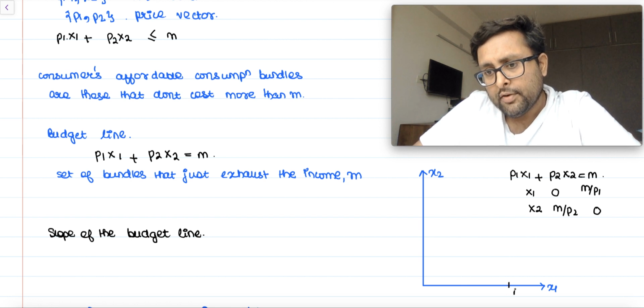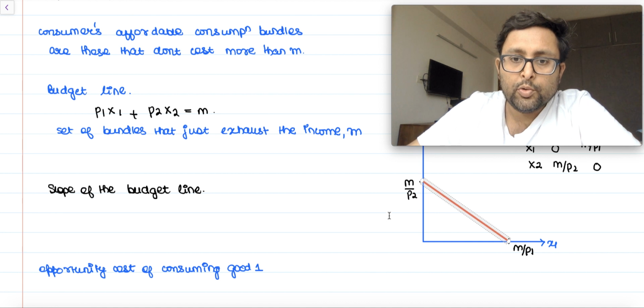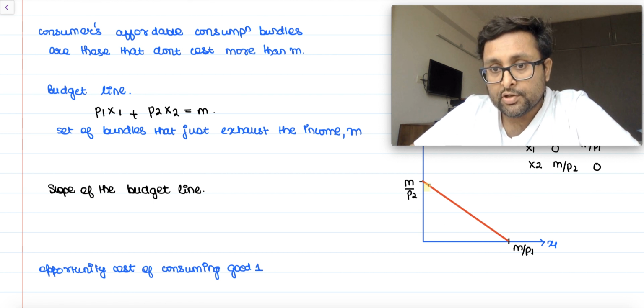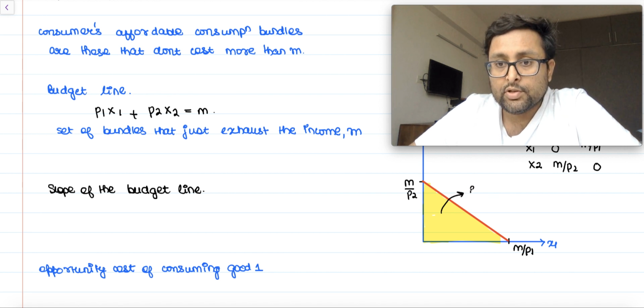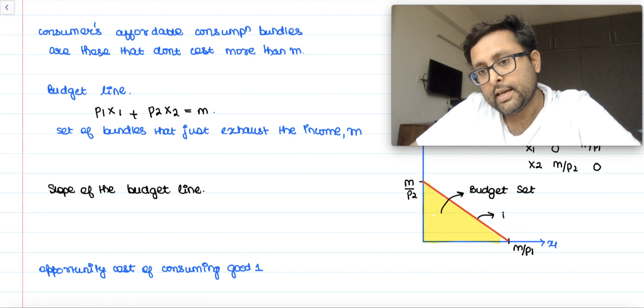ठीक है बेटा? So you have M by P1 here and you have M by P2 here. So these are the horizontal and vertical intercepts of the budget line. You join them together, you get this as the budget line, and this shaded region, this entire area including that red budget line, is the budget set, right? This entire area is what the budget set is, and this line is the budget line.